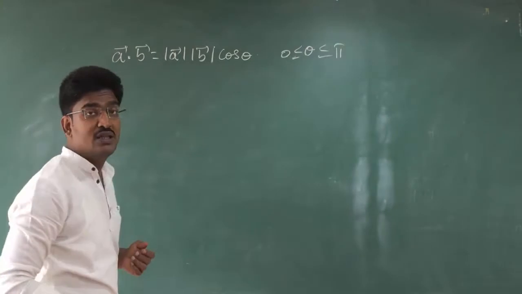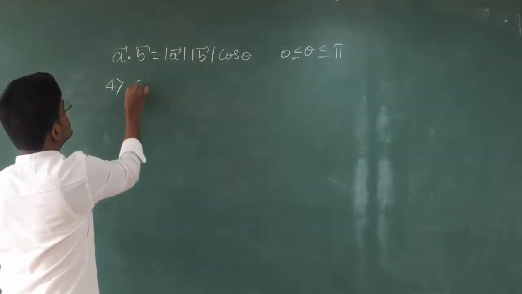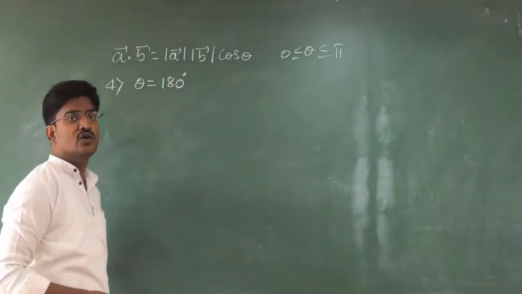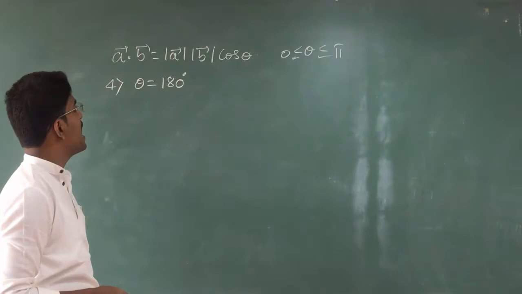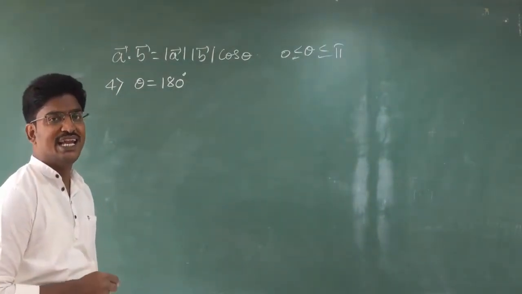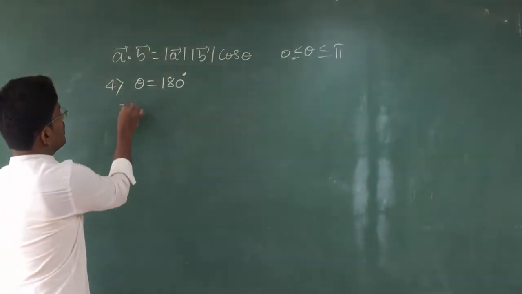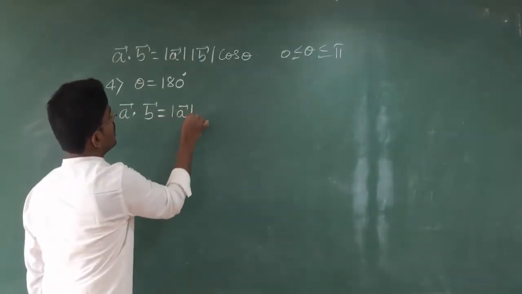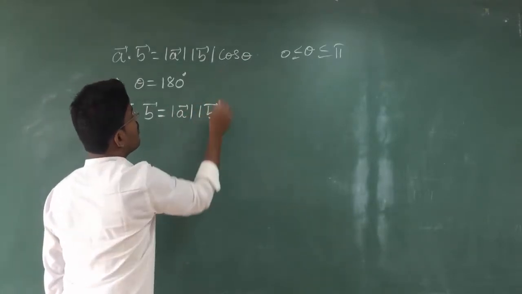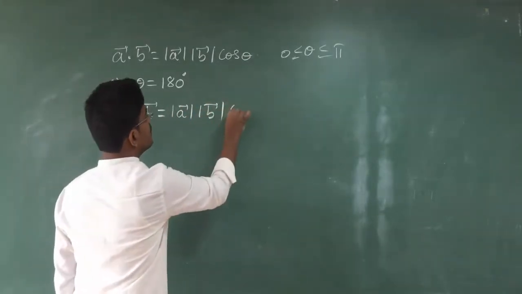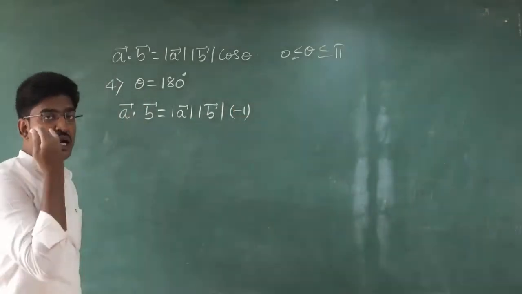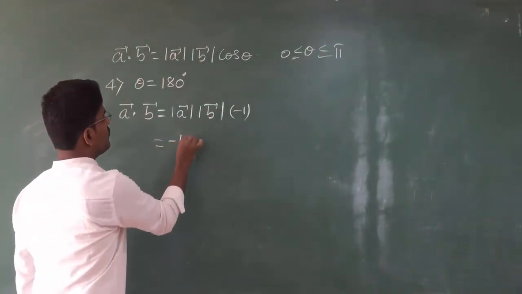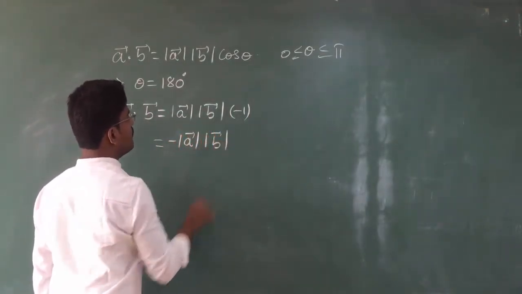Now I will go for the next observation, that is if theta equals 180 degrees. Let us see what happens. Vector A dot vector B will be equal to magnitude of vector A into magnitude of vector B times cos of 180 degrees, which is minus 1. So this is going to be minus of magnitude of vector A into magnitude of vector B.